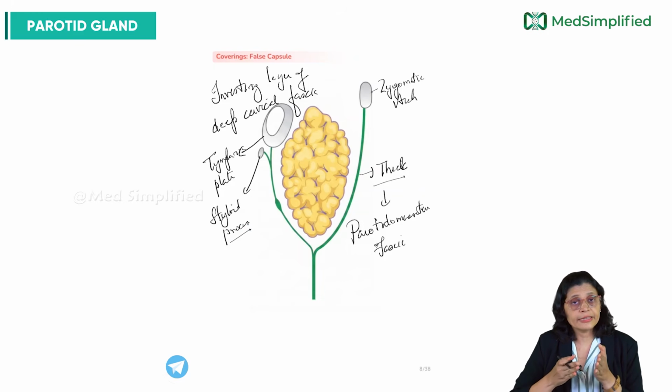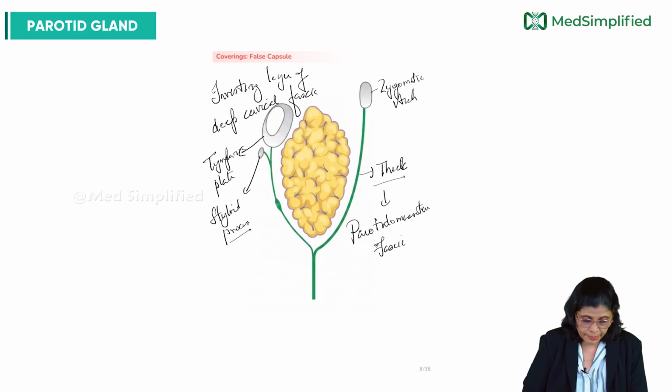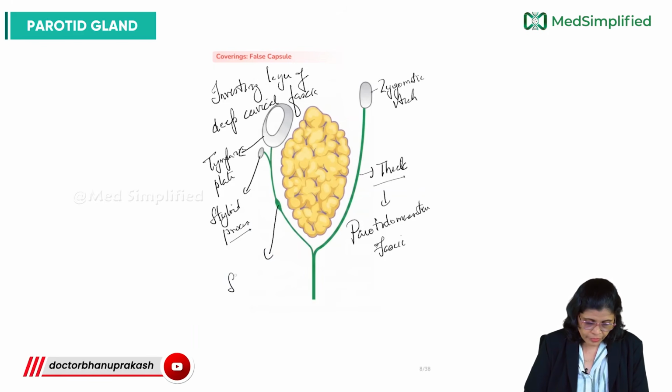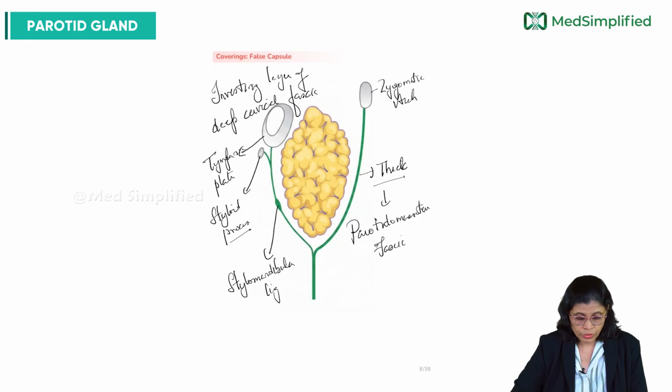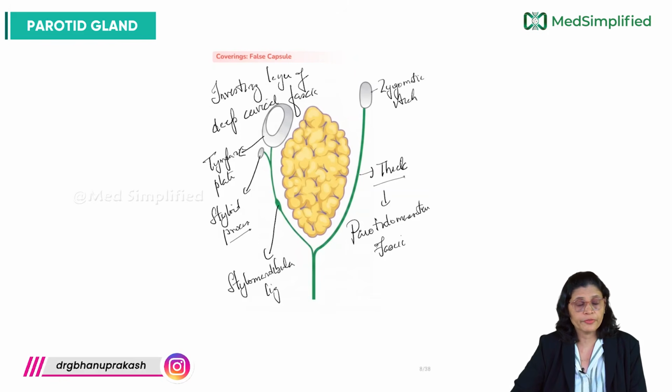So here it will thicken, okay, it will thicken to form the stylomandibular ligament. And this stylomandibular ligament separates the parotid gland from the submandibular gland. So that is about the false capsule. Okay, false capsule, also called the parotid sheath or the parotid capsule.